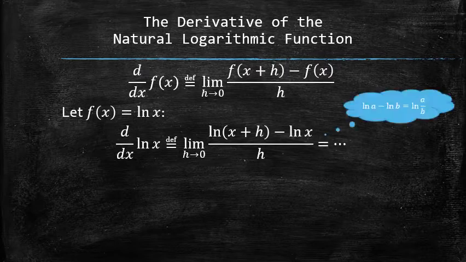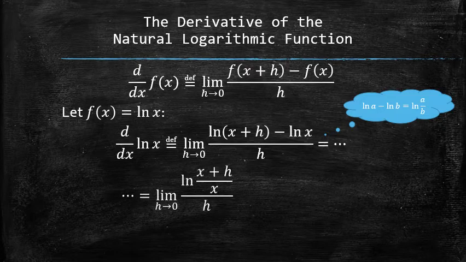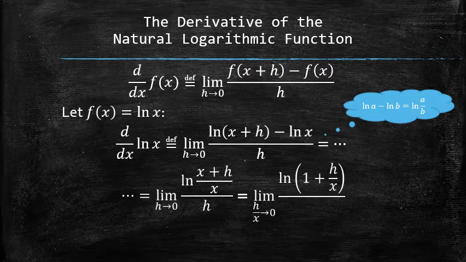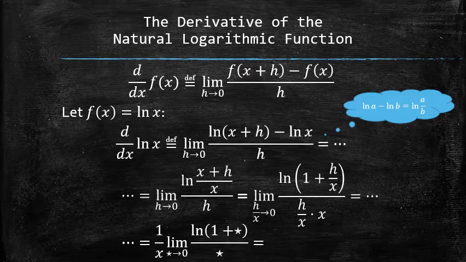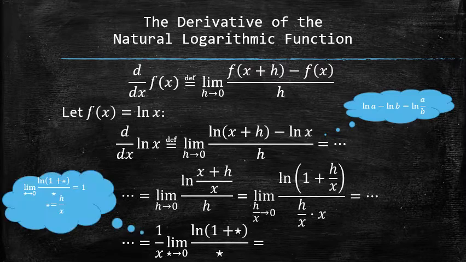Using the properties of the logarithms, we combine the logarithms in the numerator and then factor out x in the denominator. Since the variable of the limit is h, we treat x as a constant, and therefore we can take it completely outside of the limit. In what's left, we should recognize the special limit, which is equal to 1, and therefore the entire limit is equal to 1 over x.